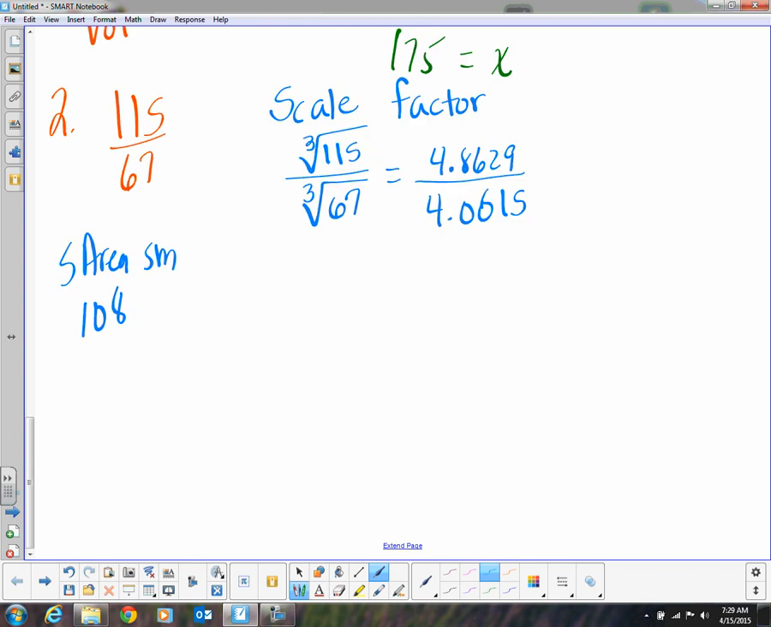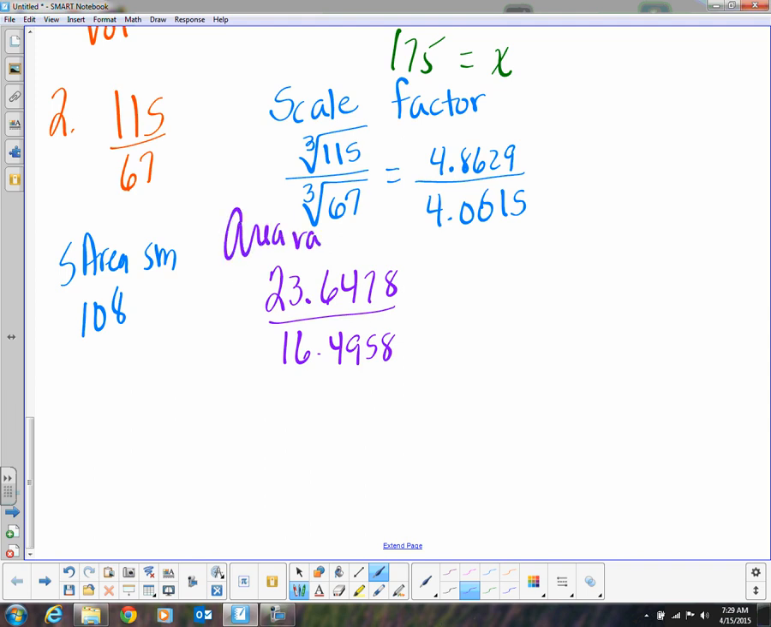So what do you think we're going to do to our scale factor to prepare for this surface area? Okay, so I need to know what 4.869 or 629 squared is. Okay, what is 4.0615 squared? Okay, now that is my area ratio.